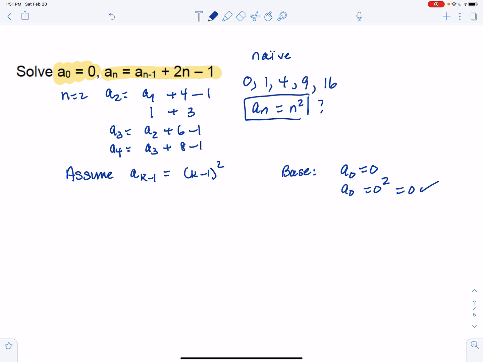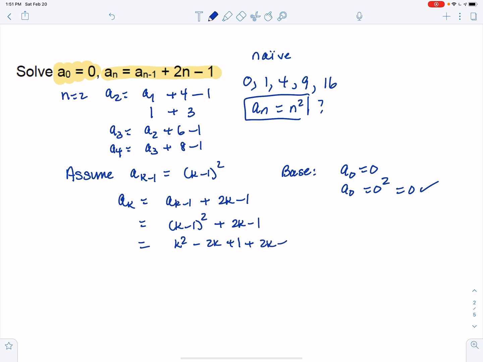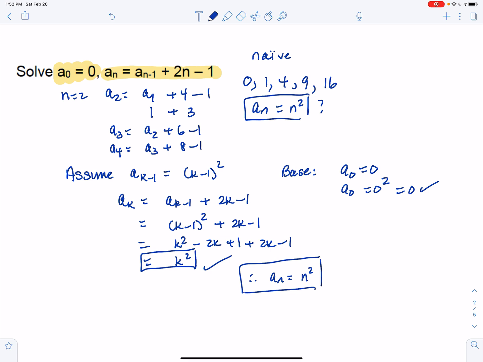So if we assume that a sub k minus 1 is equal to k minus 1 squared, well then a sub k, which we know is equal to a sub k minus 1 plus 2k minus 1, is k minus 1 squared plus 2k minus 1, which is k squared minus 2k plus 1 plus 2k minus 1. Lots of k's getting thrown around here. And notice, things jump out, and we just end up with k squared. And this proves the formula. Thus, a sub n for this recurrence relation is n squared. And we have solved our first recurrence relation.